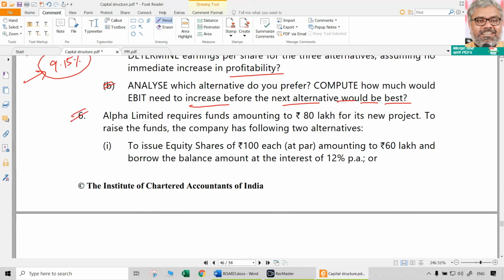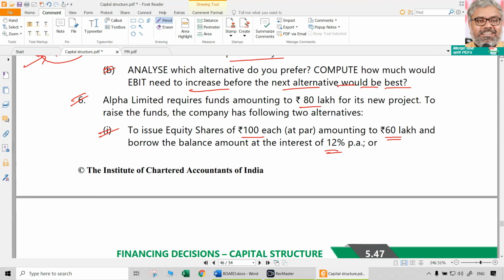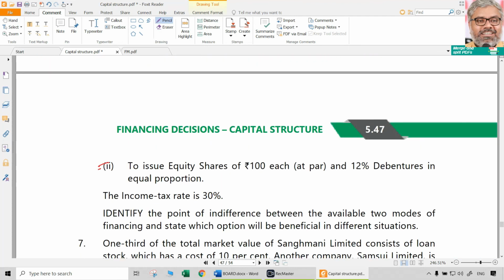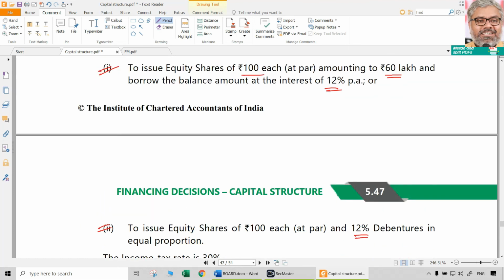Now a similar question, question number 6. Alpha Limited requires funds amounting to 80 lakhs for its new project. To raise the funds, the company has the following two alternatives: to issue equity shares of 100 rupees each at par amounting to 60 lakhs and borrow the balance amount at an interest rate of 12% per annum. Both debt and equity are there, but the composition is given. The second alternative is to issue equity shares of 100 rupees each at par and 12% debentures in equal proportion. Equal proportion means both are 40 lakhs. So the first one is 60 lakhs equity, 20 lakhs debt. The second one is 40 lakhs equity, 40 lakhs debt.